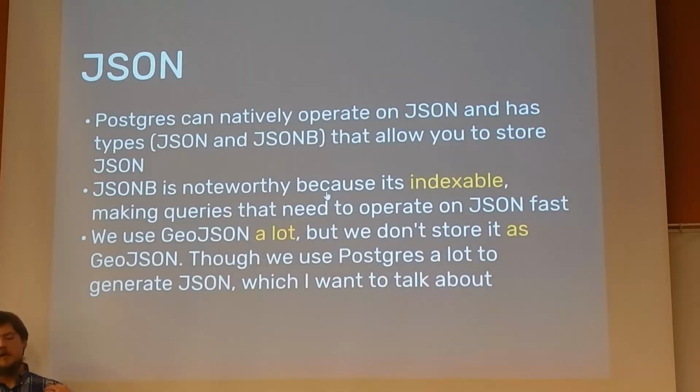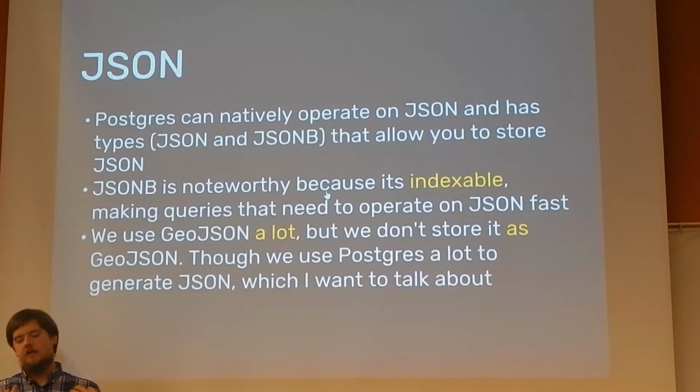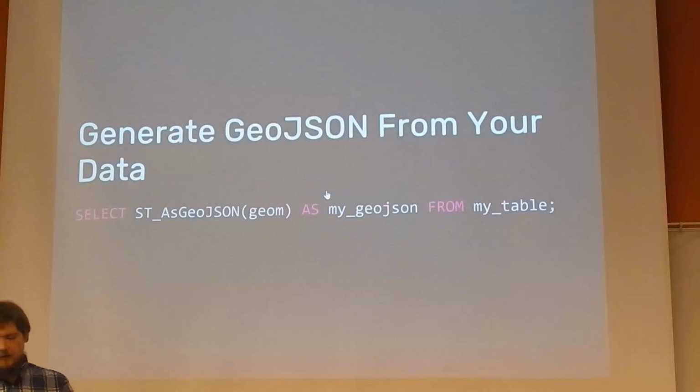We tend to use JSON a good bit in our application. Because of these two types, there are internal functions that Postgres uses that allow you to build JSON and modify JSON on the fly. We use GeoJSON a lot. We don't store it as that, but we use Postgres a good bit to actually generate the JSON. It's pretty quick. I don't want to talk about that. There is a function in PostGIS that allows you to convert your geometry into GeoJSON: ST_AsGeoJSON.